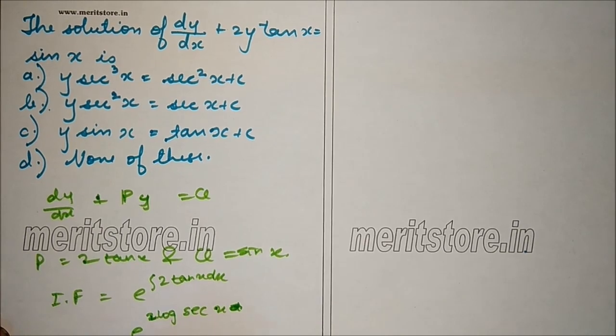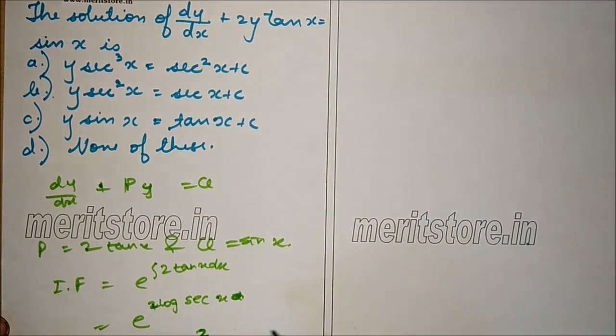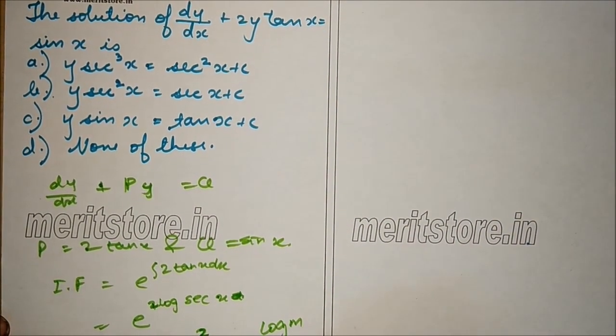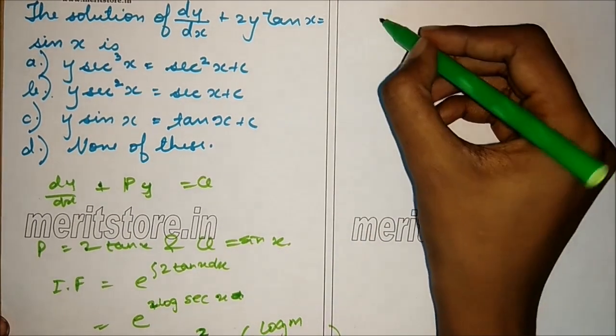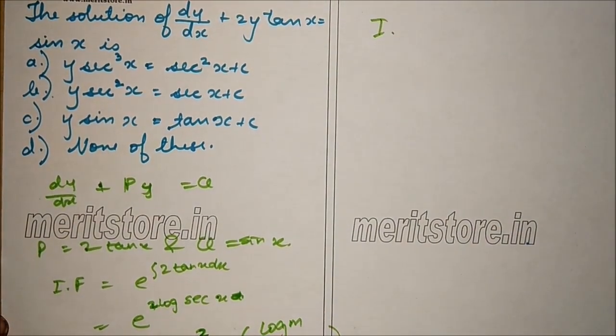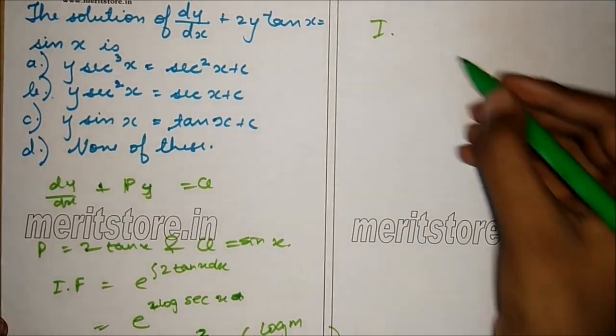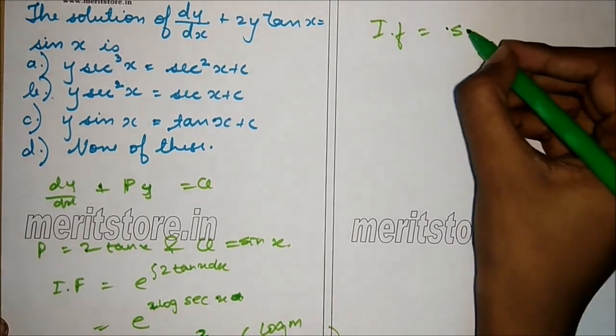Now by the law of logarithm, this will be equal to e raised to log of sec x square. Now by the law of indices again, e raised to log of m to the base m is equal to m. So the integrating factor will be equal to sec square x.